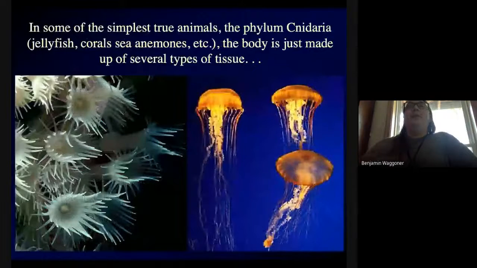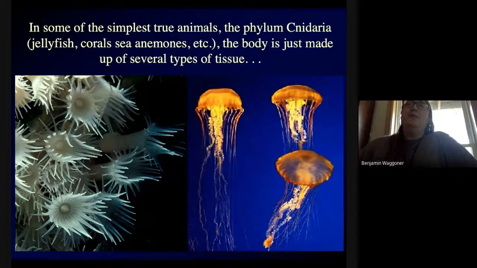In some of the simplest animals, like the ones we place in the phylum Cnidaria, which includes jellyfish and also corals and sea anemones and things like that, the body is just made up of several types of tissue folded together like sheets of tissue paper.